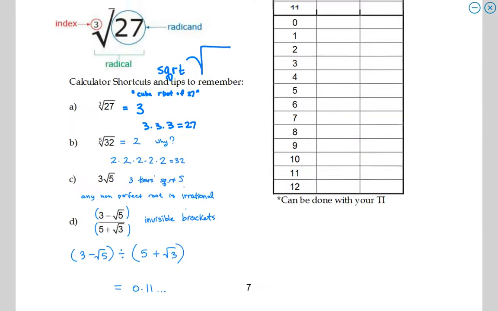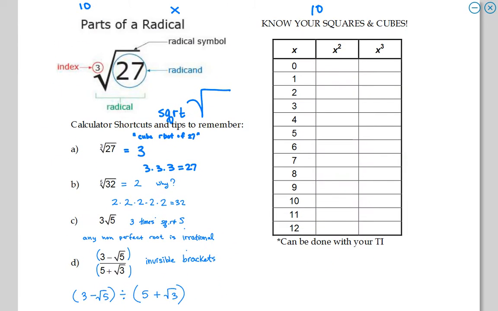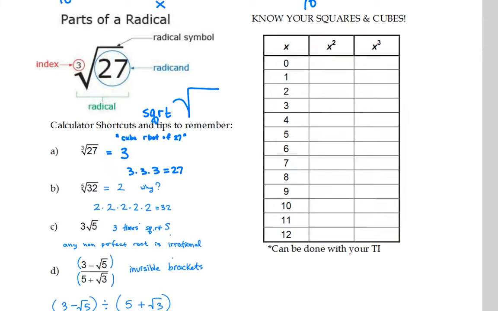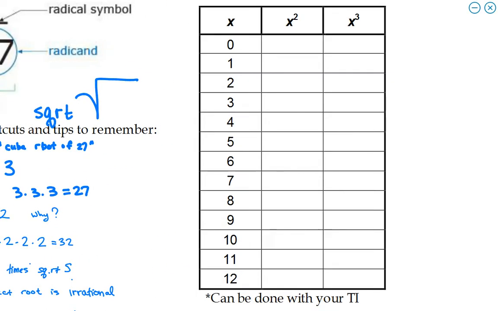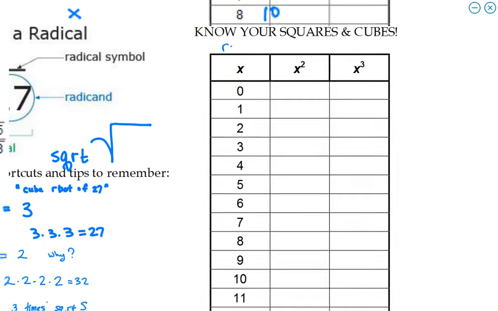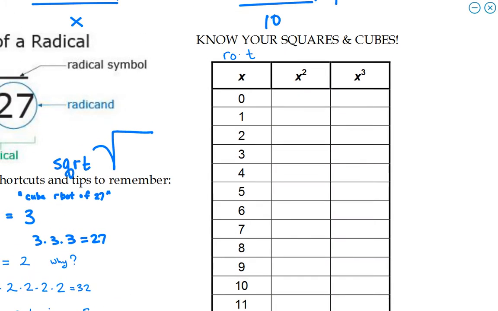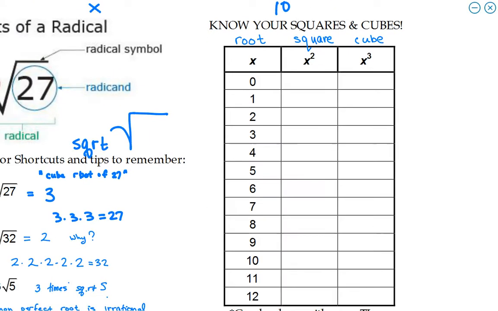And now this fancy chart. Okay, let's do this together. X is the root. Write this down. X is the root. X squared is obviously the square. And x cubed is obviously the cube. Now we'll do these one column at a time. Follow along with me, please.